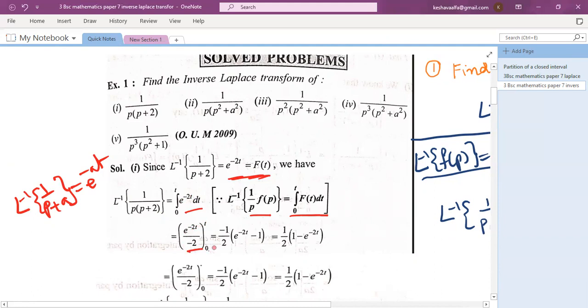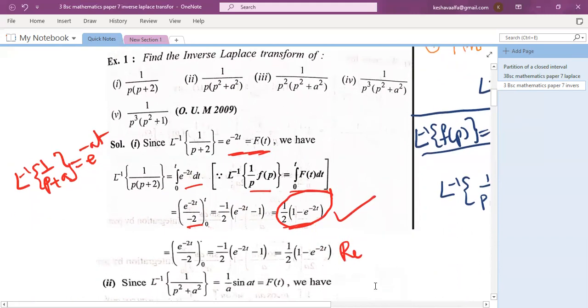Apply upper limit minus lower limit. First of all, whenever we have limits, first apply upper limit, after that minus lower limit. That is e power minus 2t by minus 2 minus e power 0 by minus 2, that is e power 0 is 1. So we get 1 by 2, 1 minus e power minus 2t. This is our result. Okay. Next one.